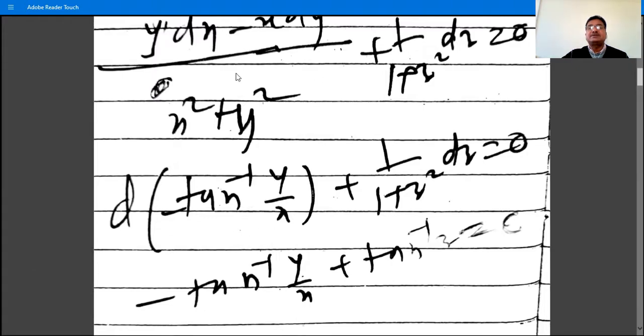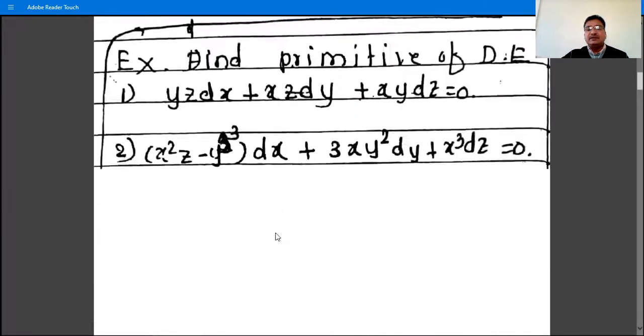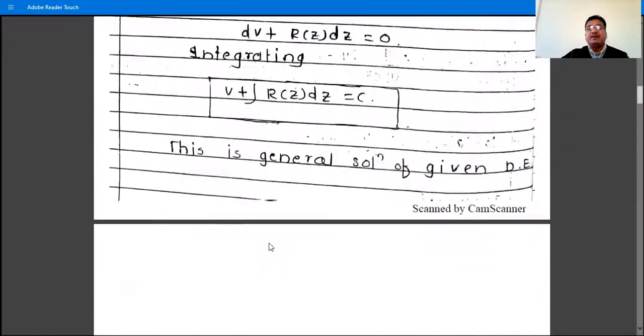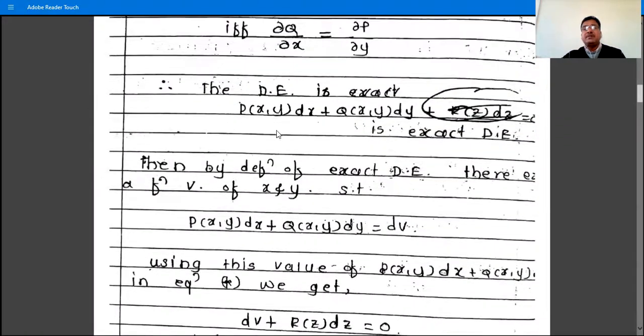Its derivative is this. So, in general discussion, that function is v. Once the differential equation is exact, then we have a function such that its complete derivative is this: P(x,y) dx plus Q(x,y) dy.